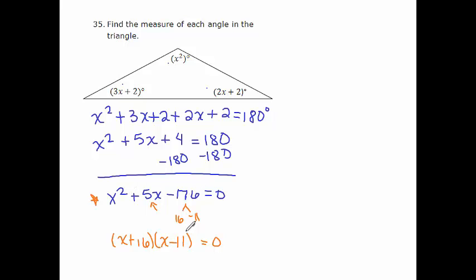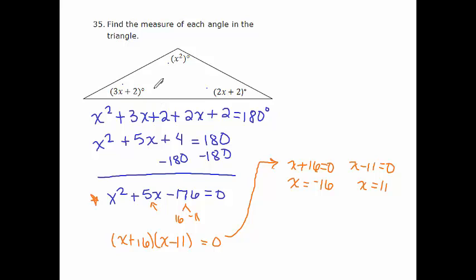Okay, so when we have both of those, we have to set each of those equal to 0. So I have x plus 16 equals 0. That is when x equals negative 16. And I have x minus 11 equals 0. So that is when x equals positive 11. So now I have two options, or two possible x values.